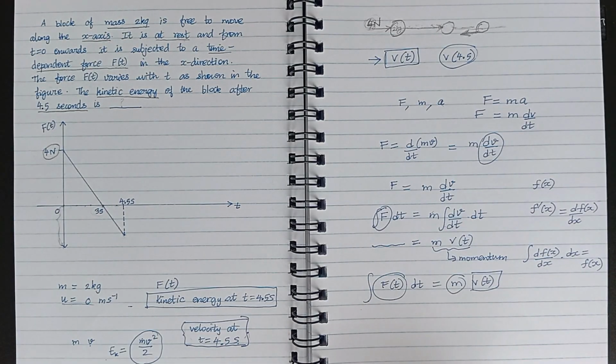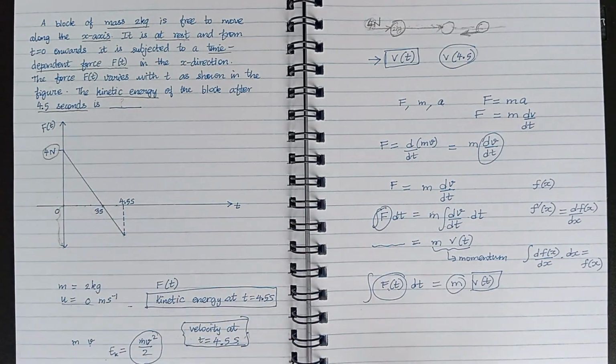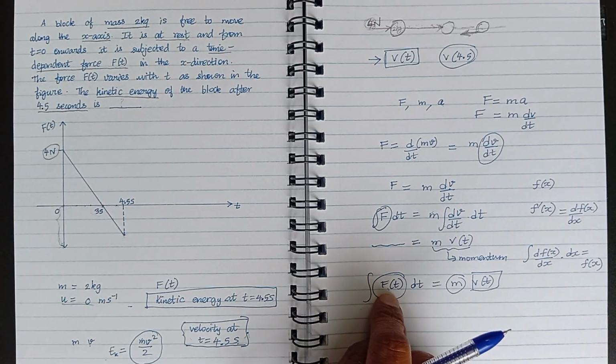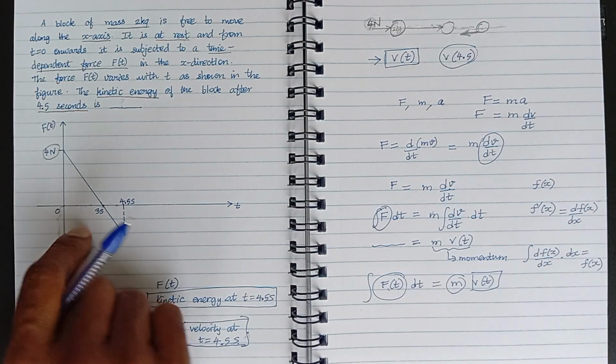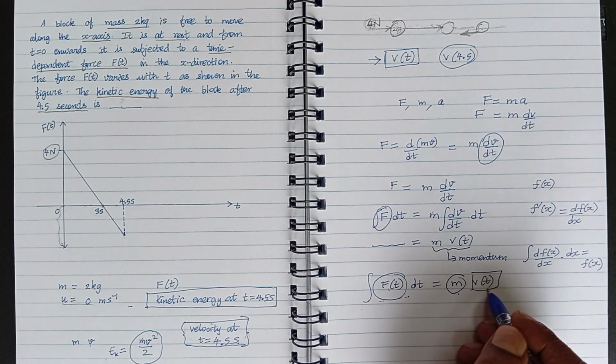It's very simple actually. Okay, so now the key here is to find this f of t from this given graph. That is the key to solve this problem. So once you get this f of t from this given graph, okay, then you can just simply integrate it and equate to m times v of t.